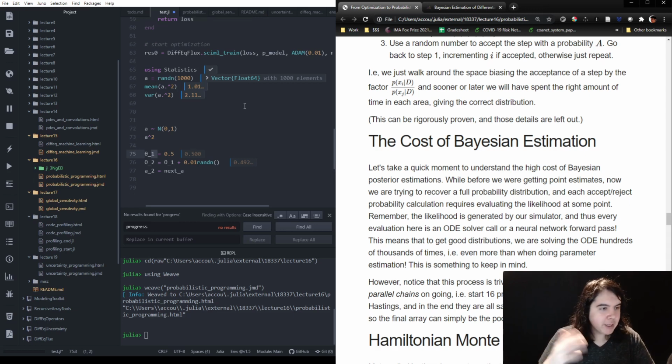But one thing that's really nice about Bayesian estimation is that it's parallelizable, right? So you can say I have theta 1 is 0.5. Now I choose the next theta 2. And then I put this in the likelihood function. I have a probability of accepting it.